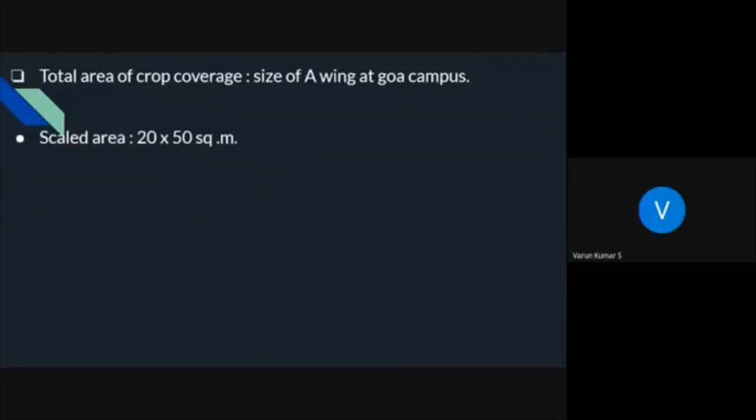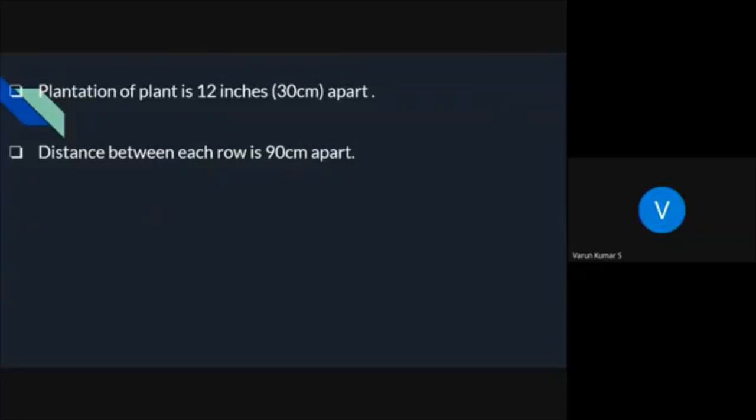So the total area of crop coverage is about the size of the paving of our Goa campus. So for the ease of deployment, we have scaled down to 20 by 50 square meters. Each crop is planted 12 inches apart from each other, row-wise horizontally, and the distance between each row is 90 centimeters apart vertically.